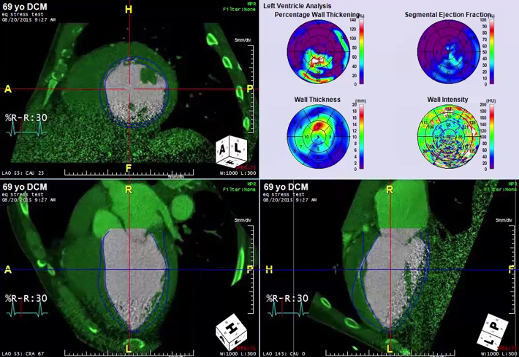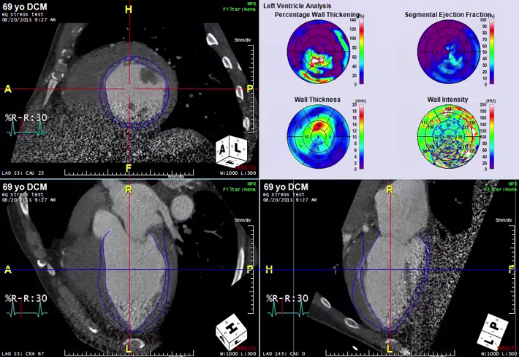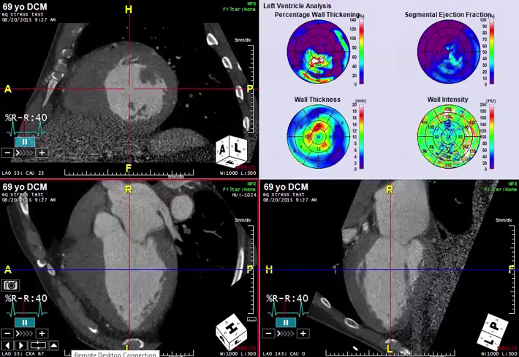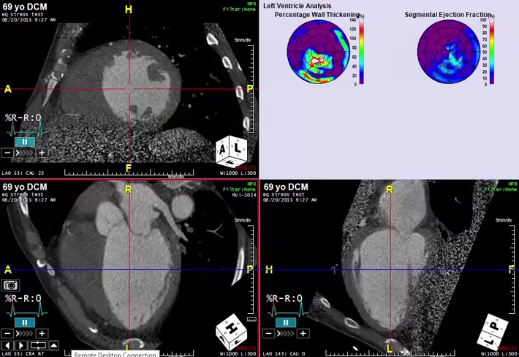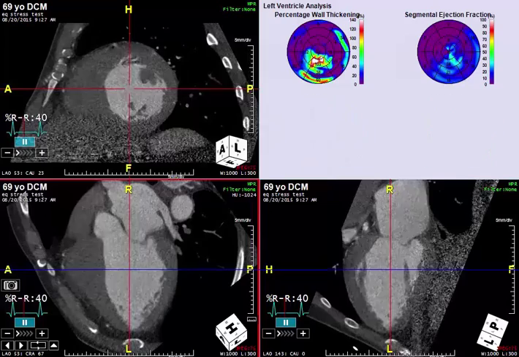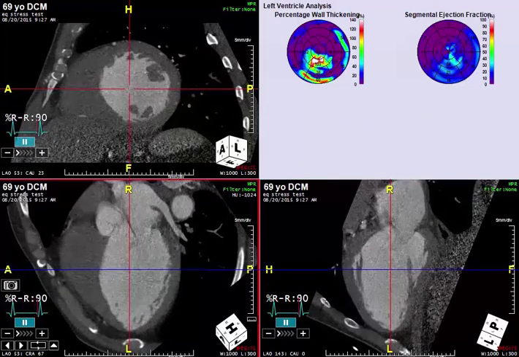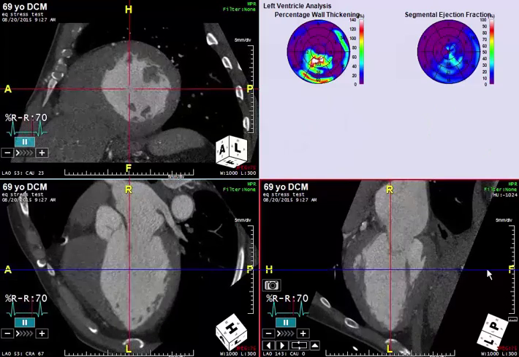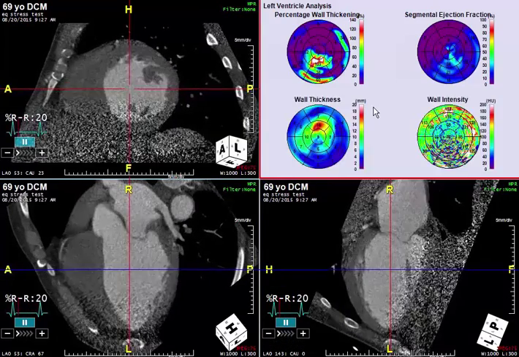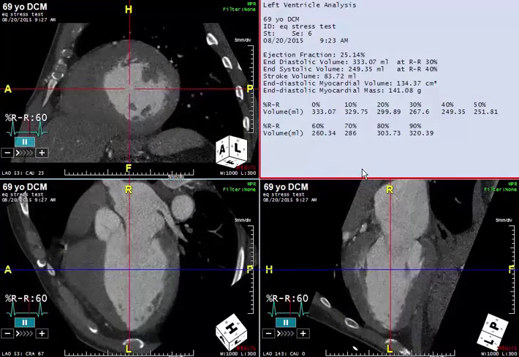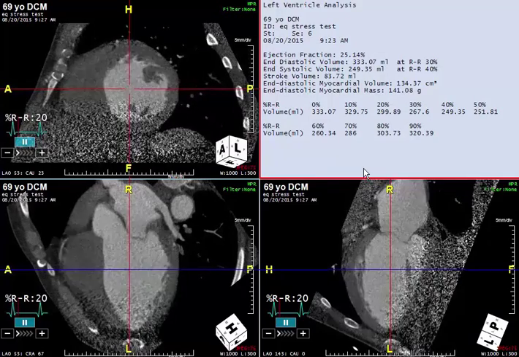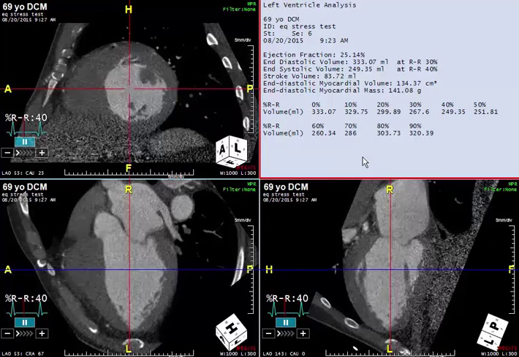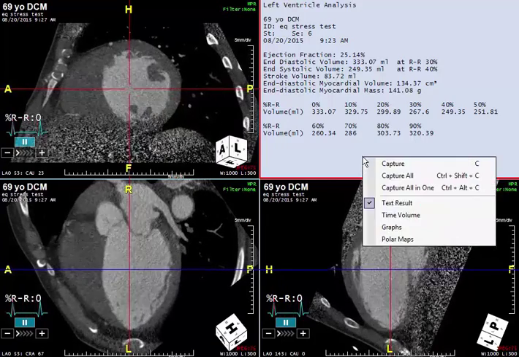situations: short axis, vertical long axis, and horizontal long axis, according to standardized methods. You can see that the left ventricle is significantly dilated and that there is global left ventricular dysfunction, systolic, estimated EF about 25%, global hypokinesis in multiple levels.